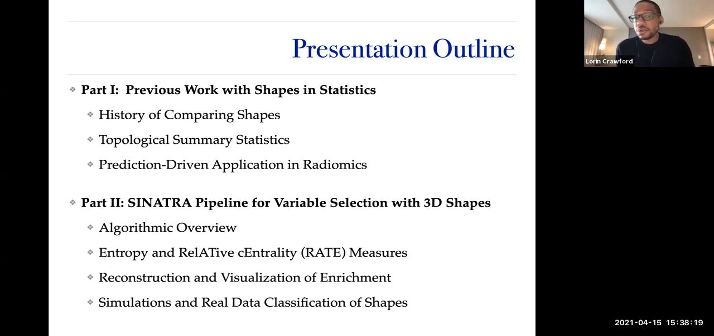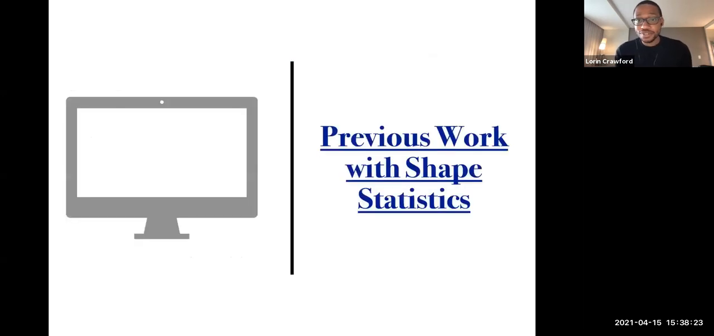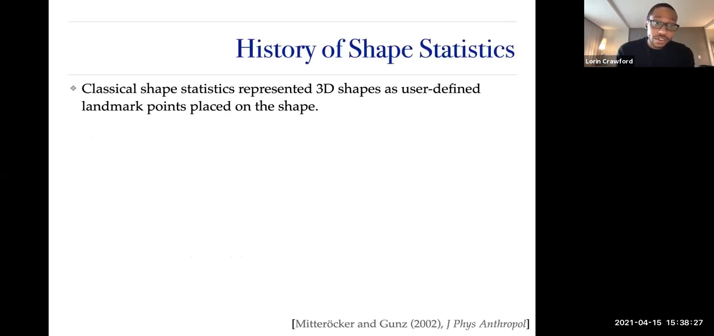And then I'll show you how this works with simulations and real data. Okay. So yeah, let's have some fun. Starting with previous work with shape statistics. The history of shape stats is actually pretty interesting.